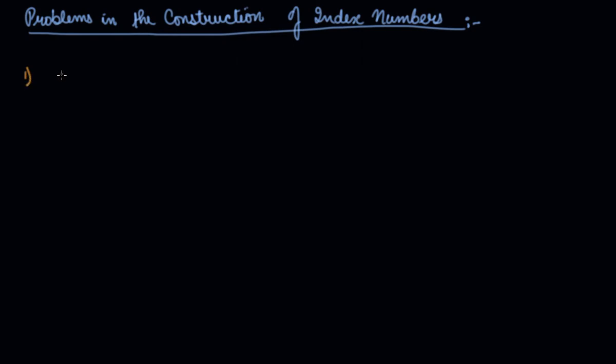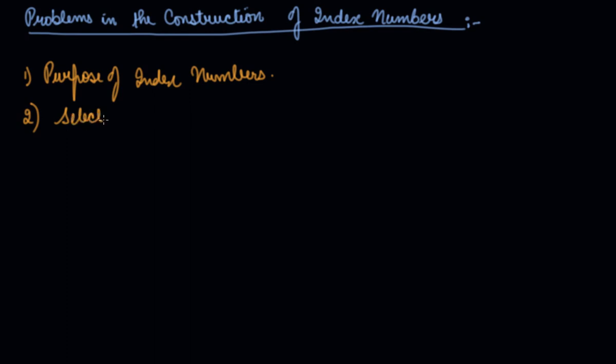Now, the problems in the construction of index number. What are the problems that are related to the construction of index number? Number one is purpose of index. Do you want price index? Do you want consumer price index? Do you want wholesale price index? Do you want industrial price index? So what is the objective of studying the index? What is the objective you want? It should be very clear. If you are not clear with the objective, what index you want, the purpose of index numbers becomes very difficult.